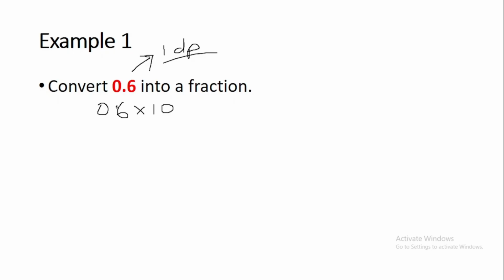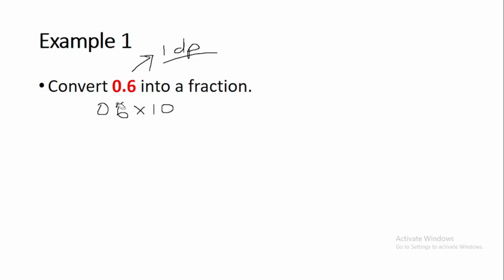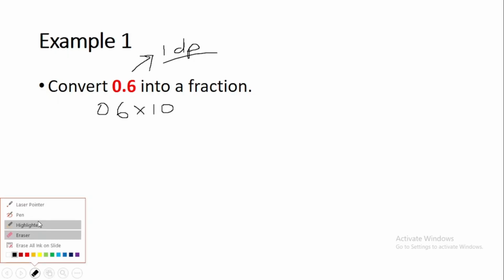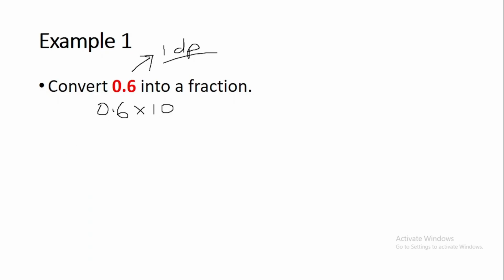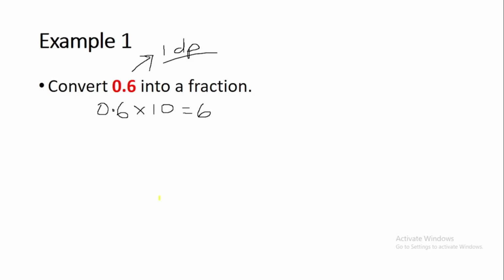And the whole purpose of multiplying these decimal numbers by a base 10 number is just to get rid of the decimal point. You want to change it so that it's a whole number. So 0.6 multiplied by 10 is going to be equal to the whole number 6. So 0.6 times 10 is equal to just 6. So now that we have it as a whole number, we're just going to write it as a fraction. So the first step, we convert it into a whole number.